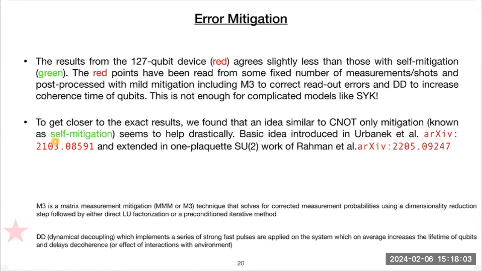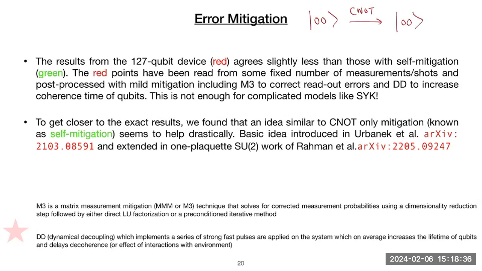It is related to what we use, which is called self-mitigation. The details can be found in this paper, but the basic idea is very simple. If I have an initial state, for example 0, 0, a 2-qubit initial state, and I apply any number of C0, I apply 100 C0, I apply 1000 C0, I apply 10,000 C0, the output should be 0 and 0.